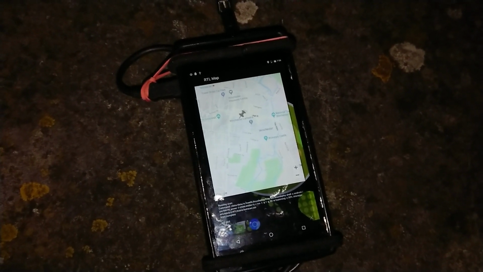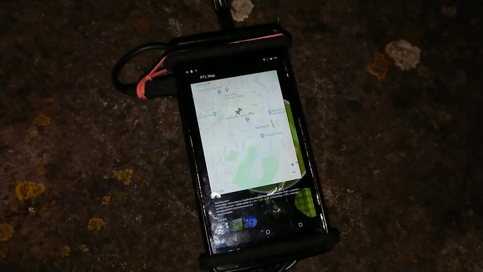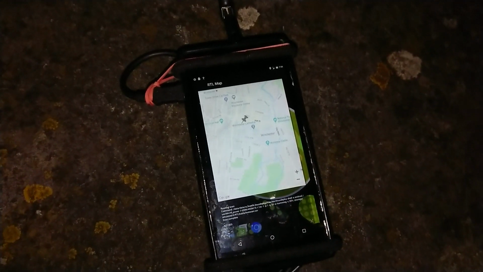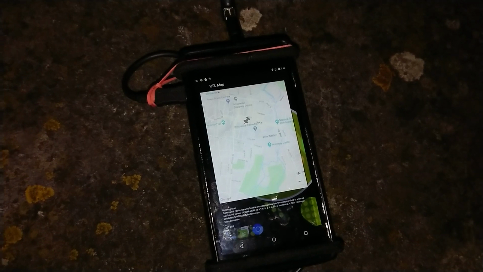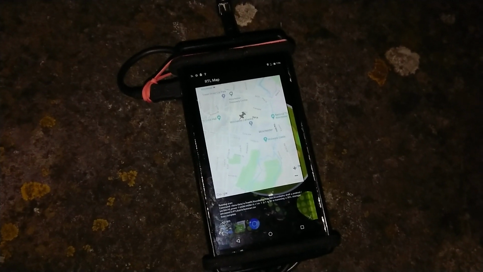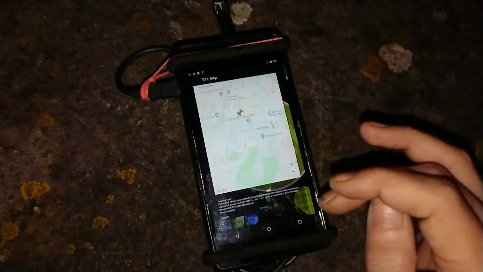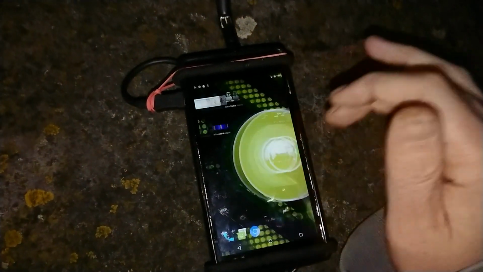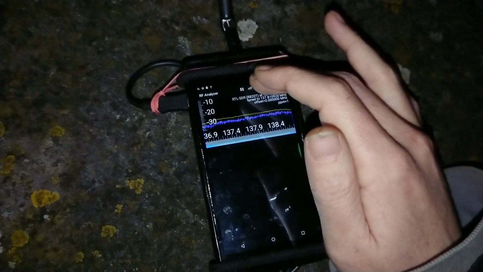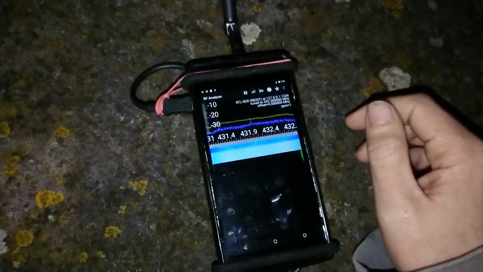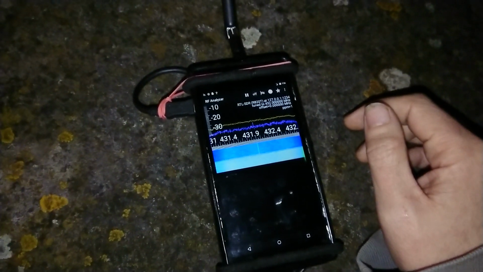432.0023 megahertz was the strongest frequency. Now, okay, so 432 it says was the strongest frequency. So if I fire up RF Analyzer, and what was it, 432 megahertz was the strongest signal, and that will be a spur from the phone itself.